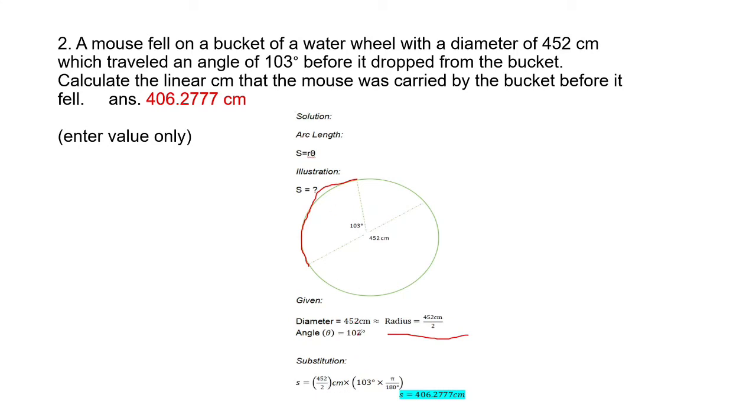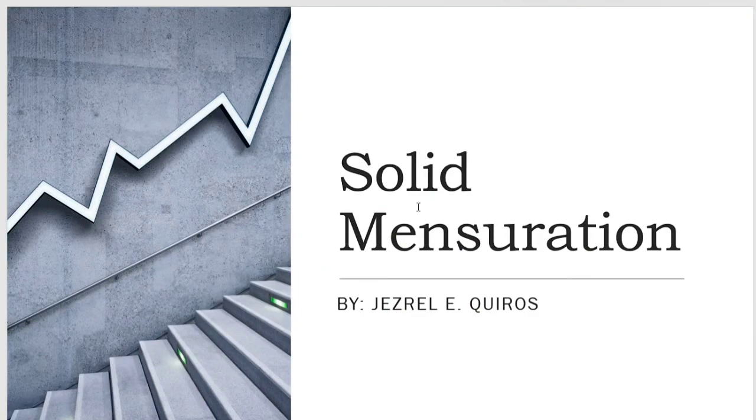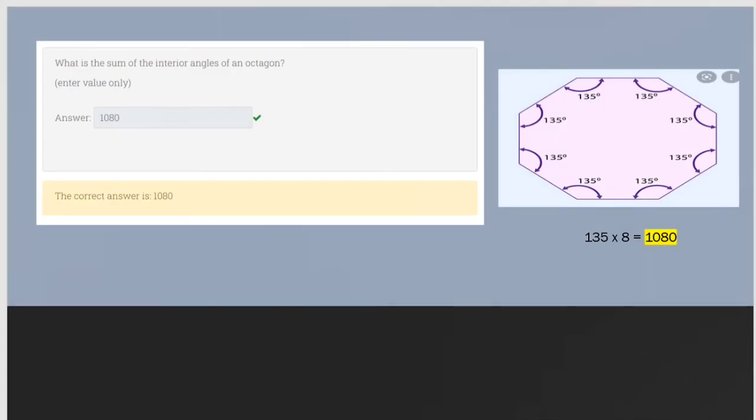So the angle given is 103 degrees, and we need to convert this to radian. So multiplied by pi over 180 degrees. So to calculate, we can get the S, or the arc length, to be 406.277 centimeters. And that's all. Solid mensuration by Giselle Quiroz.